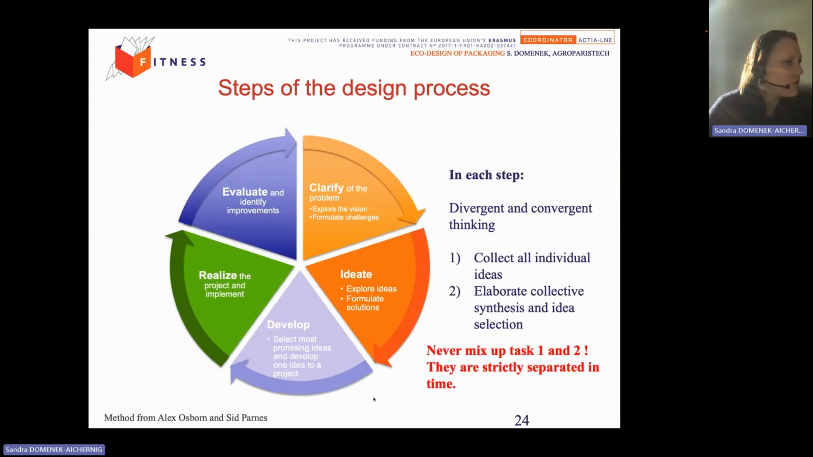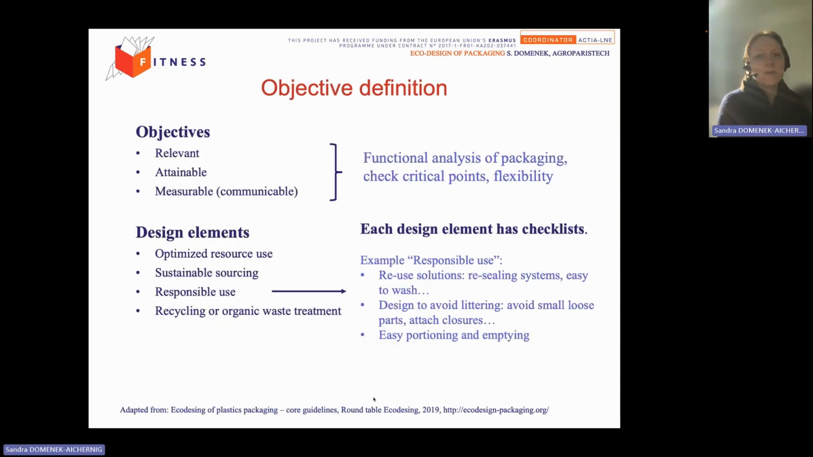So I'm going to skip over the design processes. I think this is clear for you. You need to clarify your problem, ideate, have some ideas, develop a project, realize the project, and then evaluate if your new design proposal has less environmental impact than the initial one.